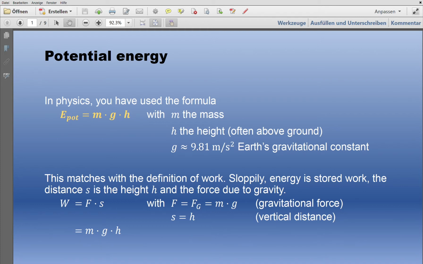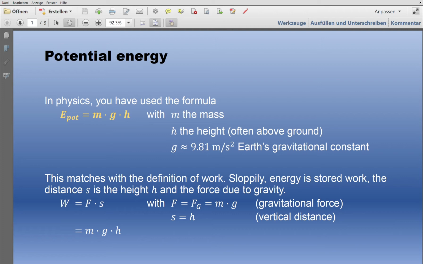Okay, you know that's one way to look at energy, as sort of stored work. If something has potential energy, you can convert this to kinetic energy by dropping it, say.